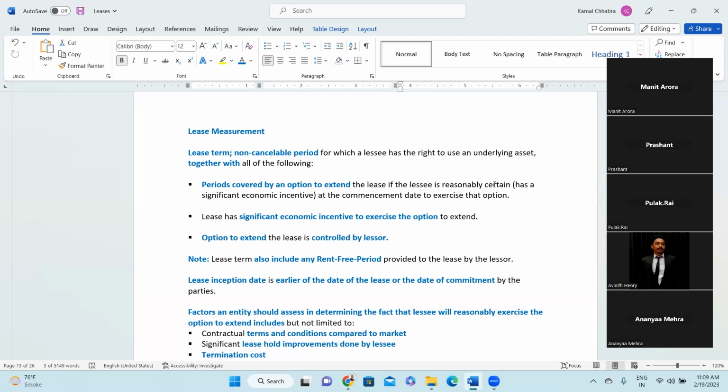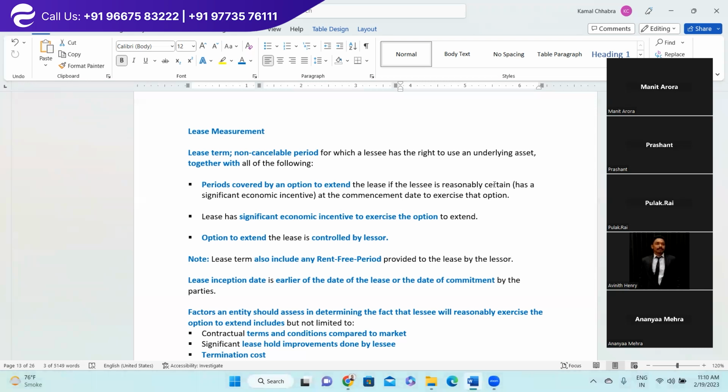One is the period covered by an option to extend the lease, if the lease extension is reasonably certain at the commencement of the deed. Second is the significant economic incentive to the lessee. For example, let's assume you have taken a place and set up a Domino's store there, and now footfall is crazy at that place. Would you like to change your place now? The answer is no, because you are getting the business at that place. Same way, if you are getting a significant economic benefit, why will you change the place, right?